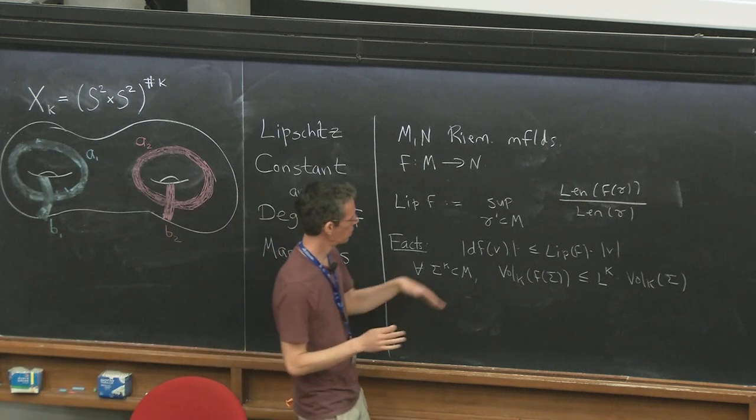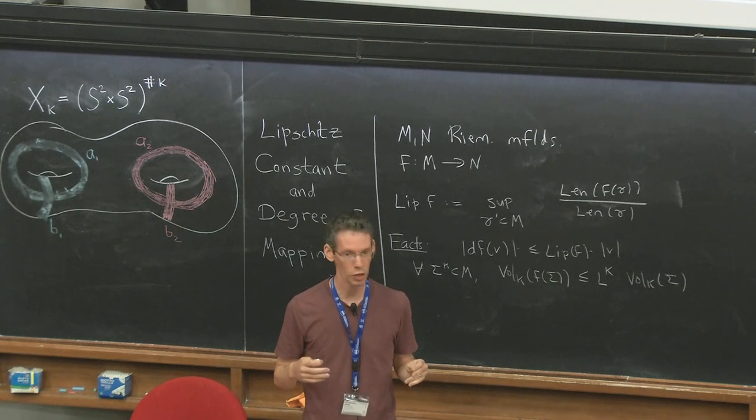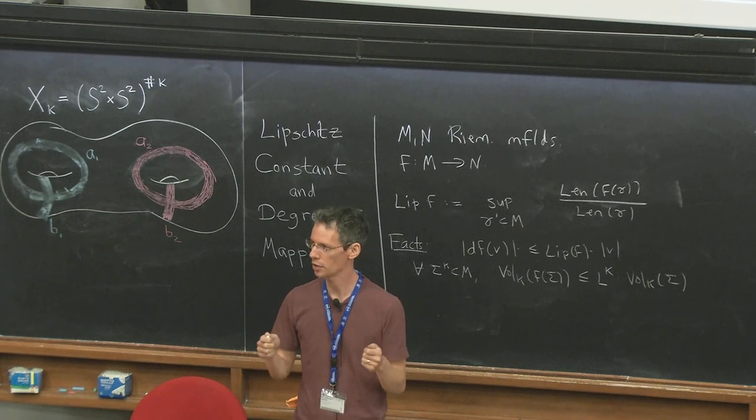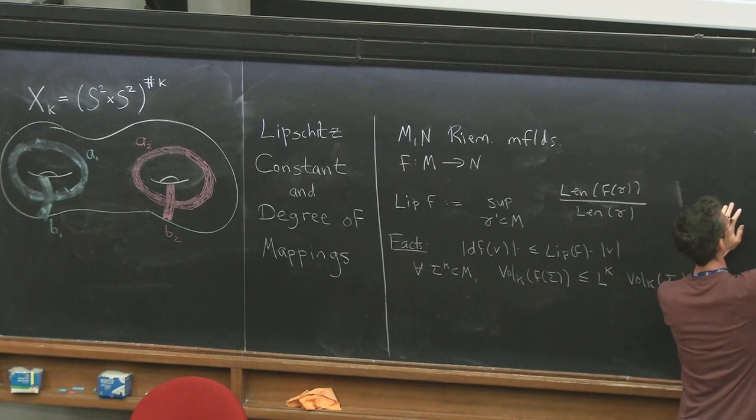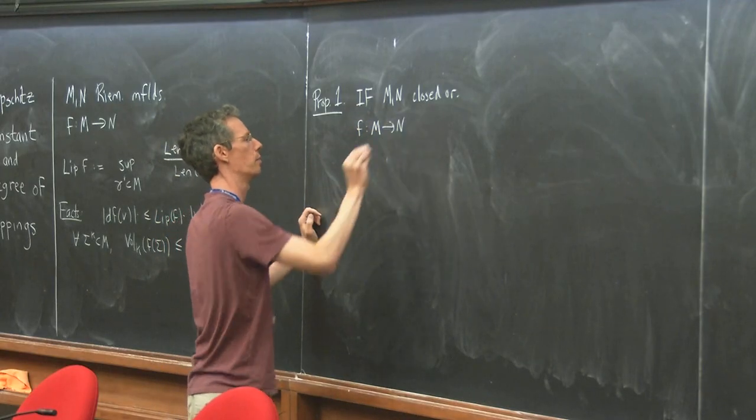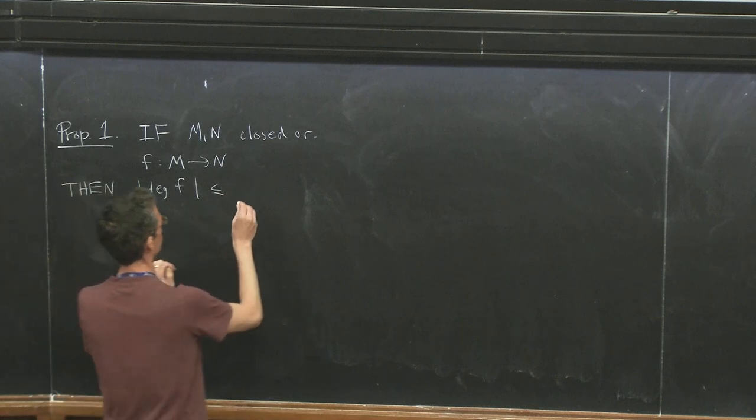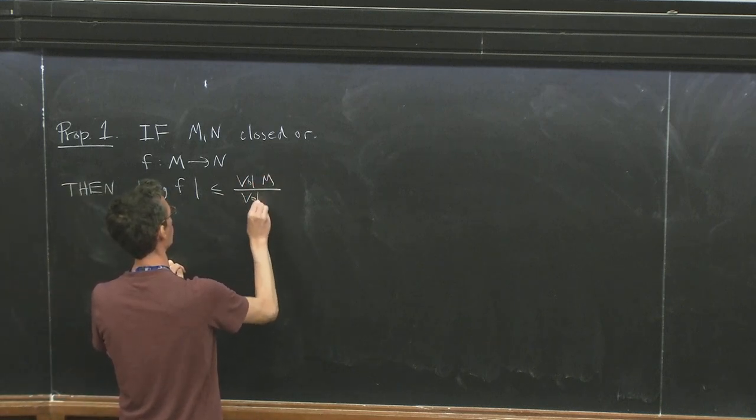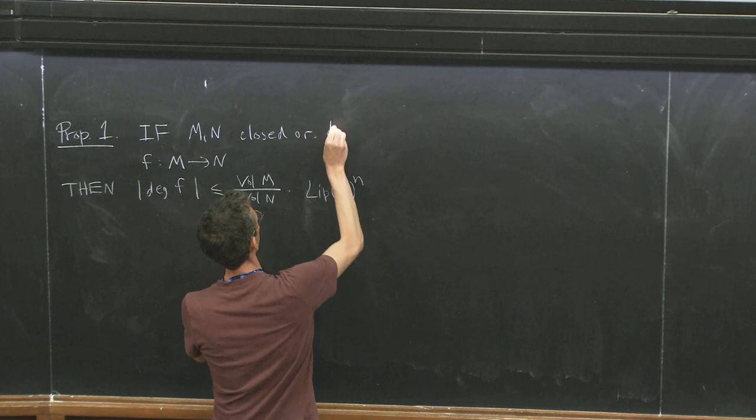And what the talk is about is how does this geometric property of a map relate to its topology? And there are fancier topological questions, but we're just going to talk about the degree of the map. How does the Lipschitz constant relate to the degree? Okay. Now there's an old sort of fundamental proposition about this. It says that if M and N are closed and orientable, so we can talk about the degree, and F is a map between them, then the norm of the degree of F is at most the volume of the domain over the volume of the range times the Lipschitz constant to the power n. What is n? n is the dimension of these manifolds.